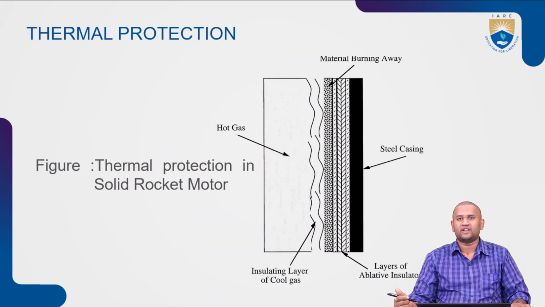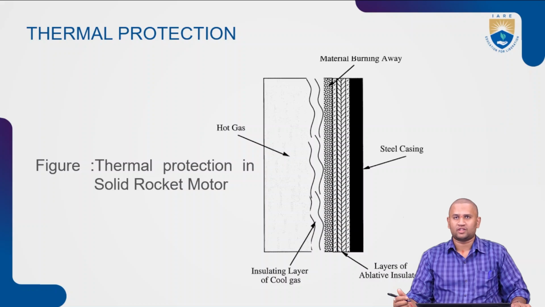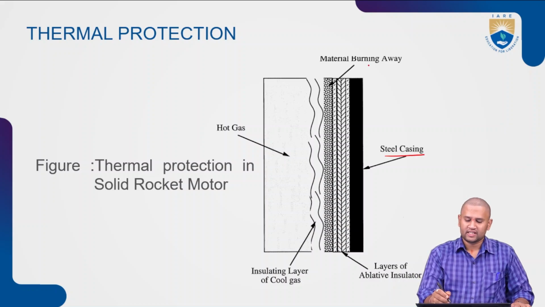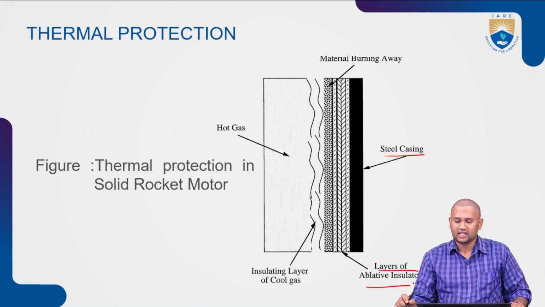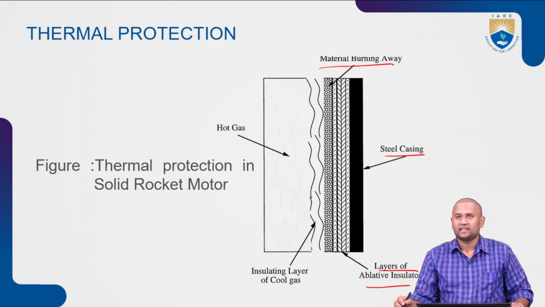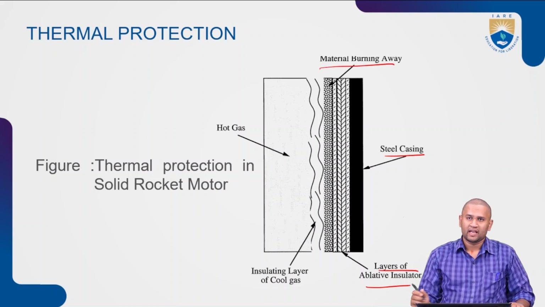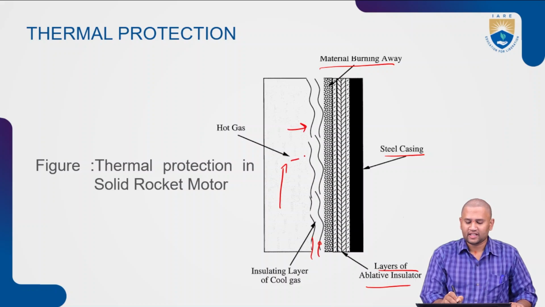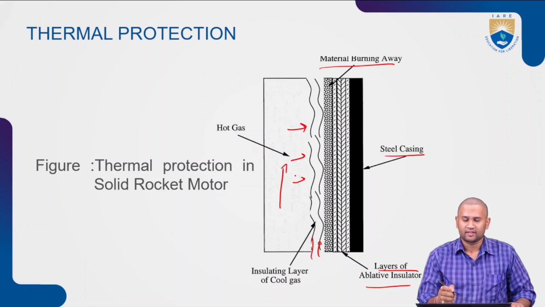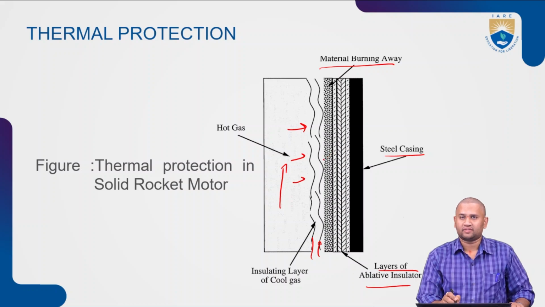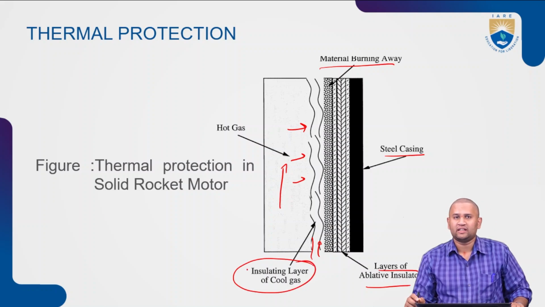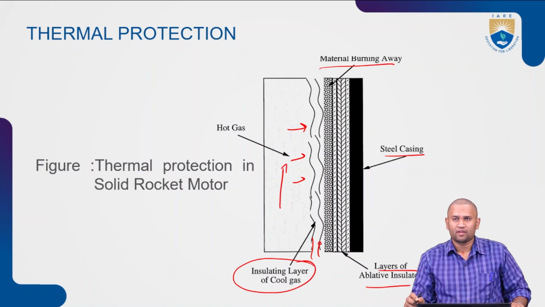Now, this is a small figure which shows the thermal protection in the solid rocket motor. Right? A steel casing, which is attached to layers of ablative insulator, then the material that is being burnt away, or the propellant, and an insulating layer of cool gas. Now, as the propellant tends to burn, it burns from inside out, right? The insulating layer of cool gas can exist only while the rocket is in operation, right?